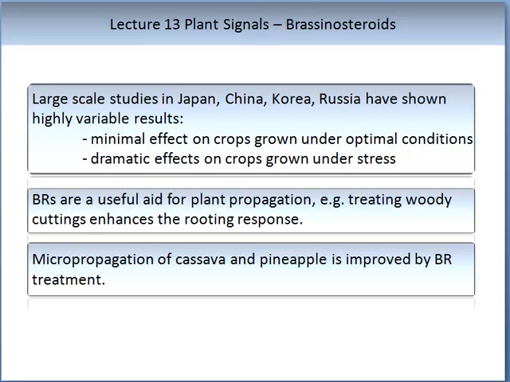BRs are a useful aid for plant propagation. For example, treating woody cuttings enhances the root response. Micropropagation of cassava and pineapple has been improved by BR treatment.